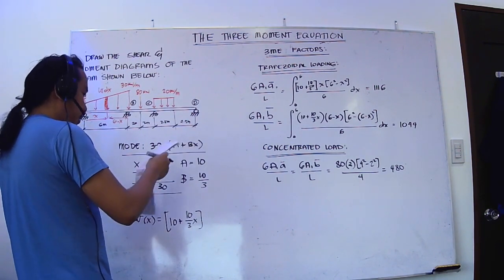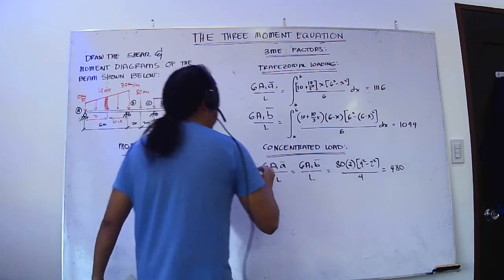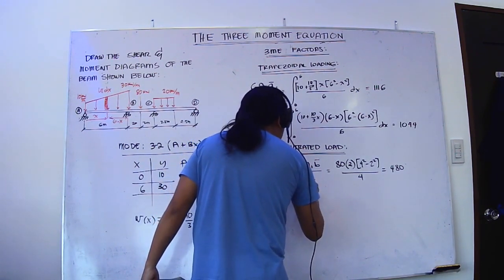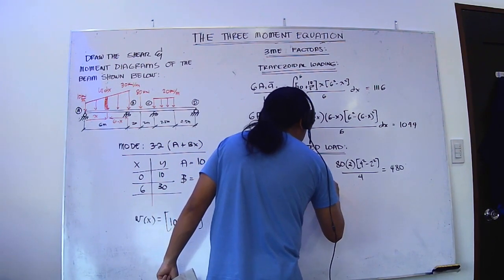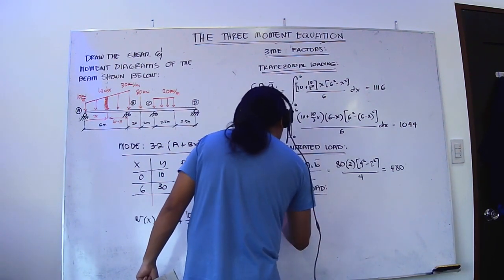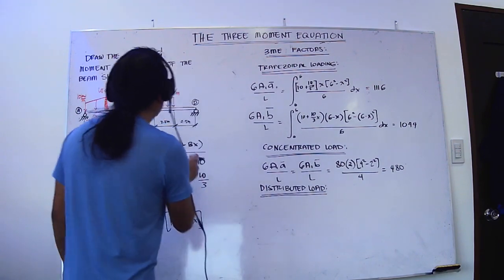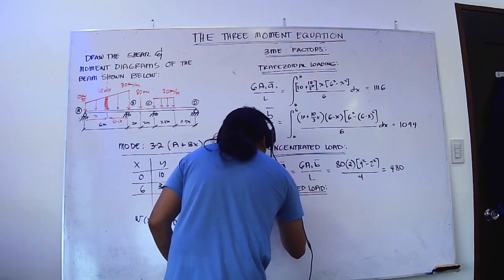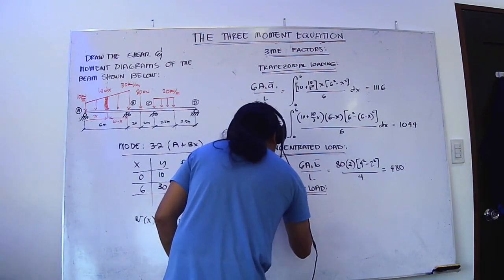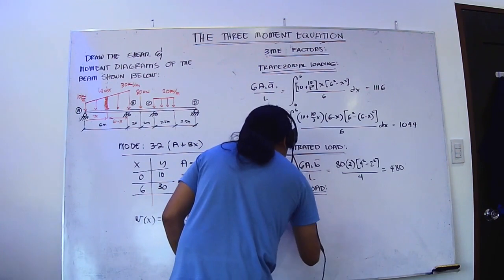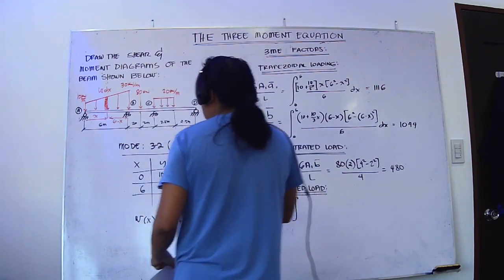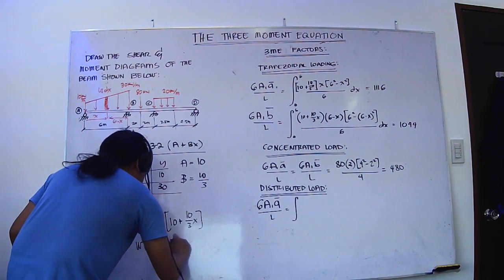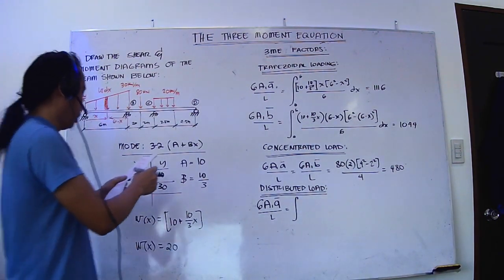That's for trapezoidal loading. And now we have the distributed load. Distributed load, that is just 20. So 6 A1 A bar over L, that is the integral. Our W for this case is just 20.